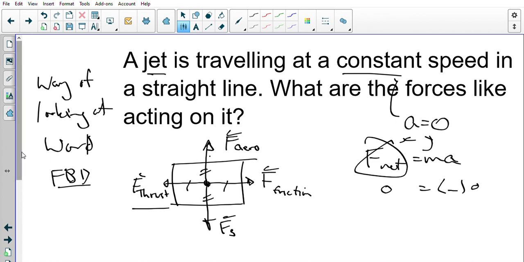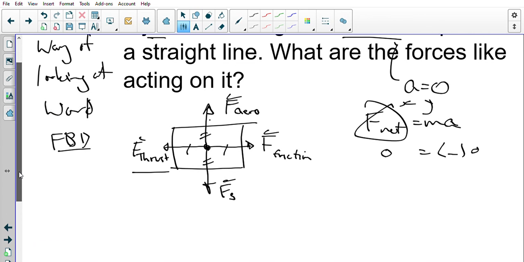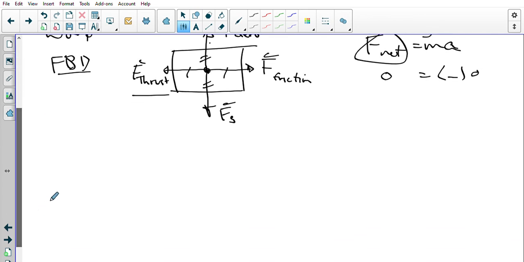But how does a jet engine work? So let's draw our jet plane again.